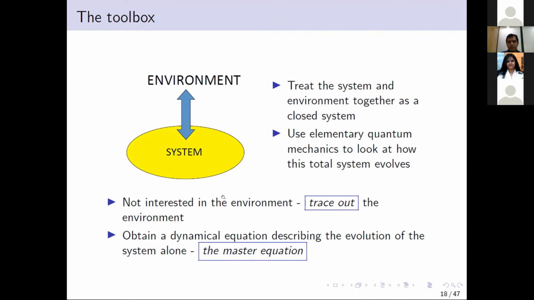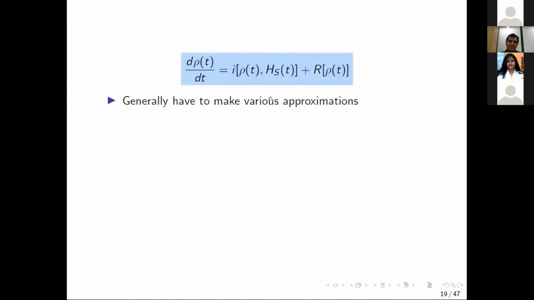And what I end up with is a differential equation in time for the density matrix of the system. Never mind if you know these terms; essentially what you find is a differential equation similar to the Schrodinger equation that allows you to find the state of the system at any time given the initial state of the system. That is the master equation. It's known as a master equation for historical reasons, not because it's the one equation to rule them all. So this is the general form of your master equation.